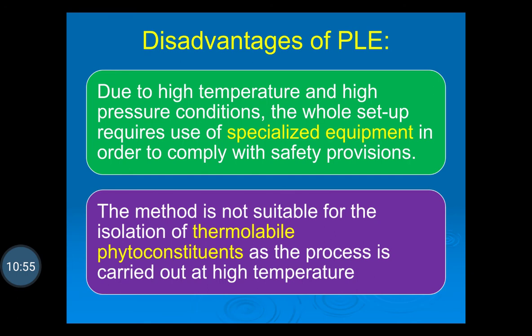Disadvantage: due to high temperature and high pressure conditions, specialized equipment is required. You have to use specialized equipment in order to comply with the safety provisions. So a specialized pressurized liquid extractor has to be used for the extraction, because high temperature and high pressure are to be maintained. The method is not suitable for the isolation of thermolabile phytoconstituents. If thermolabile phytoconstituents are present in the crude drug, then this method is not useful. As the process is carried out at a higher temperature, this method is not suitable for thermolabile phytoconstituents.